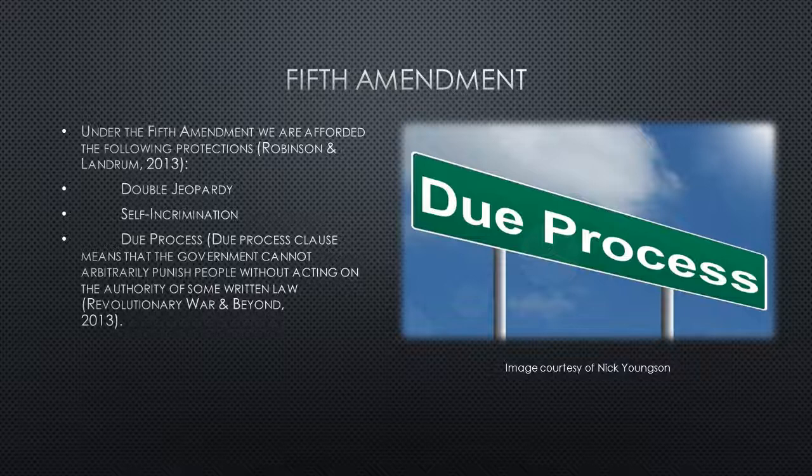Double jeopardy: if someone is put on trial for a certain crime and the trial ends, the person cannot be tried once more for the same crime. If a person is convicted of a crime and then serves his or her time in jail, or if the person is acquitted, he or she cannot be put on trial a second time. Self-incrimination: you do not have to be a witness against yourself.